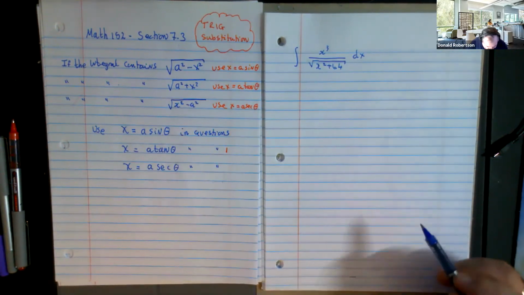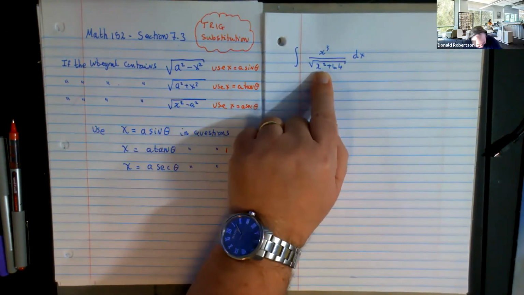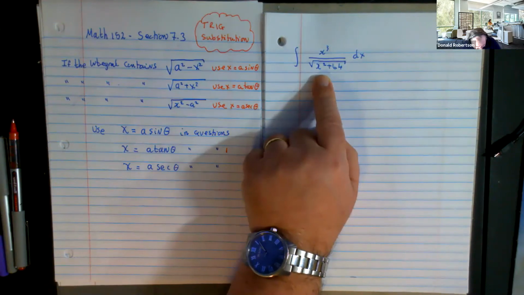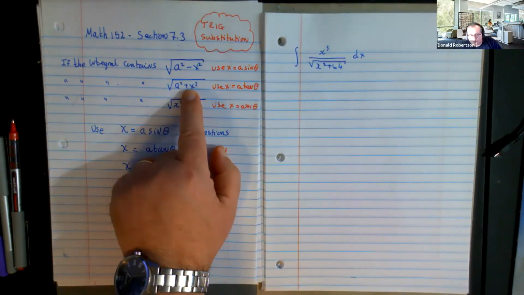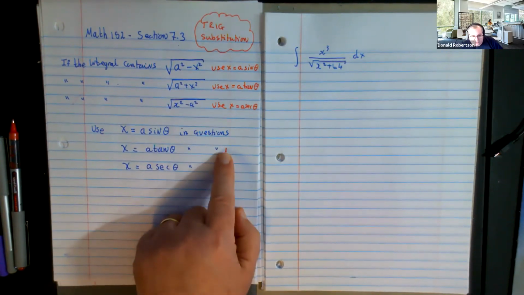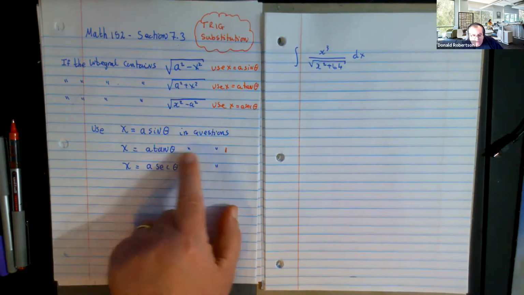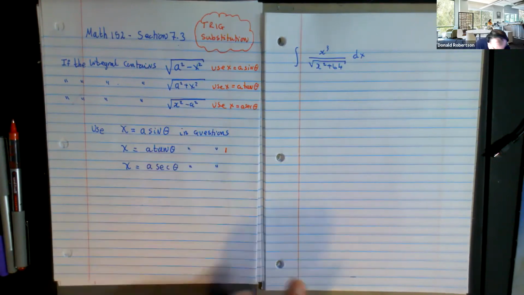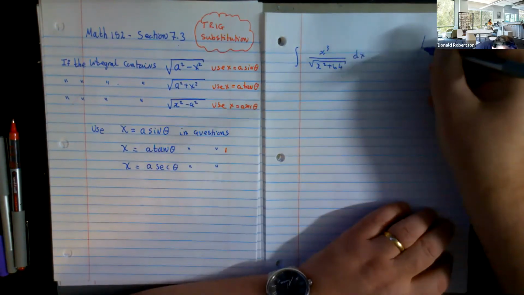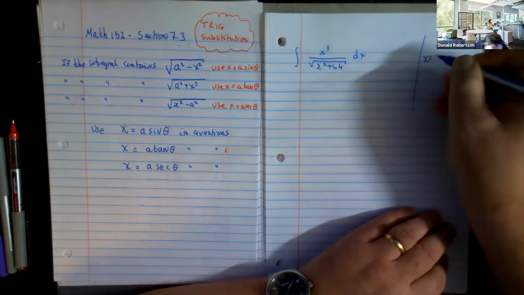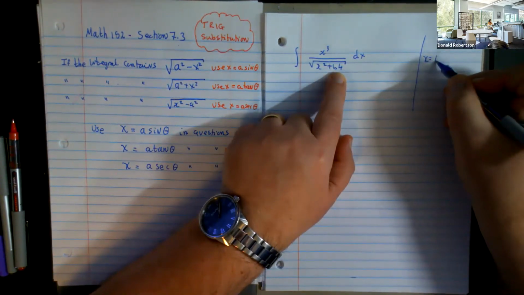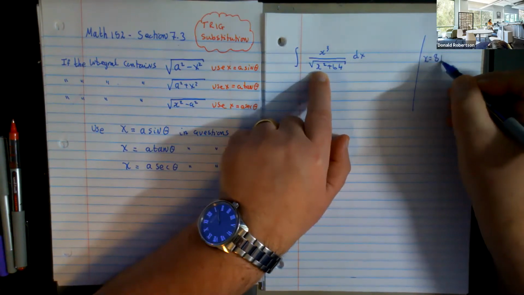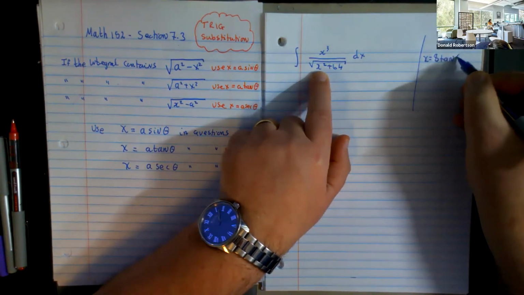So let's start off with question 1. It looks like this guy. Now it's x squared plus 64, but that's the same thing as 64 plus x squared. Okay, so that's what this one is doing. It's telling us that you're going to use a tan theta. So let's see what that would look like. For x squared plus 64, you get x equals 8 tan theta.